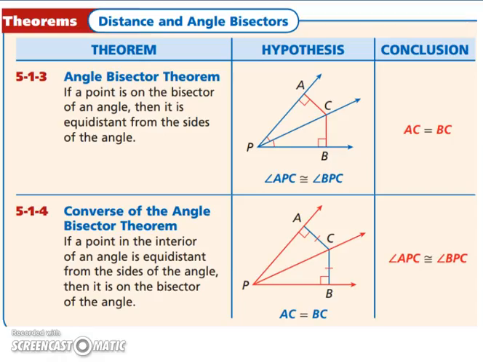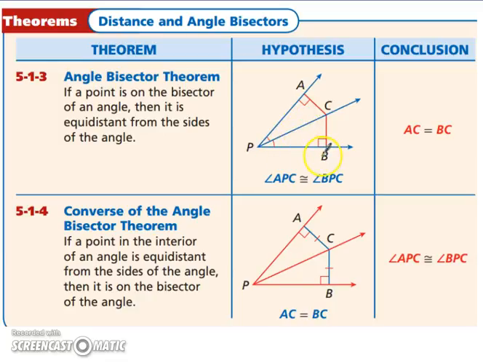Let's look at the distance and angle bisector theorems. So we have an angle bisector theorem. If a point is on the bisector of an angle, then it is equidistant from the sides of the angle. So we have angle APC congruent to angle BPC. So these two angles are congruent.